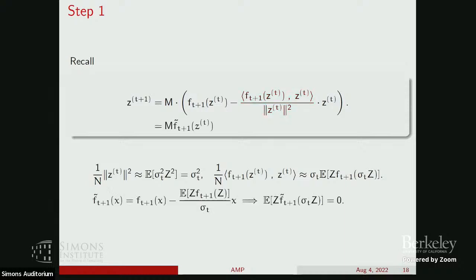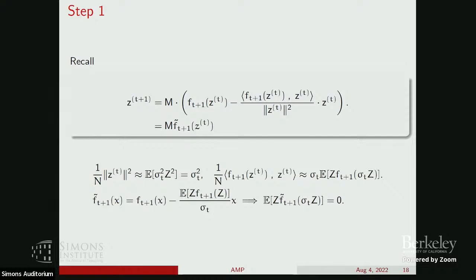So effectively what it says is that this term is like m times some function f tilde, where f tilde satisfies this divergence free condition. So the reason I didn't start with this description is that it requires me to tell you a priori what this sigma t is, but it's basically what you get out of state evolution.